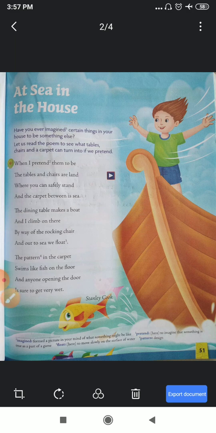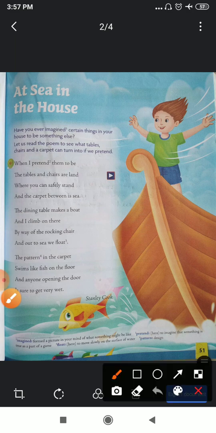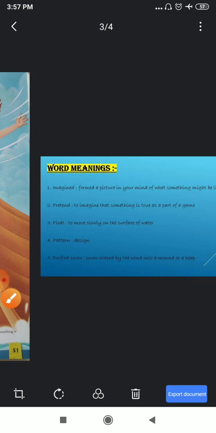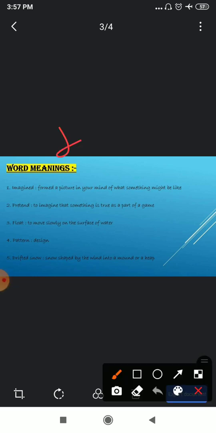Now, in homework, what you all need to do is write down this poem in your fair notebook. You all have to note down this poem in your fair notebook, right? And the next work which you have to do is word meanings. This also you have to do in your fair notebook. One by one, I'll read for you.